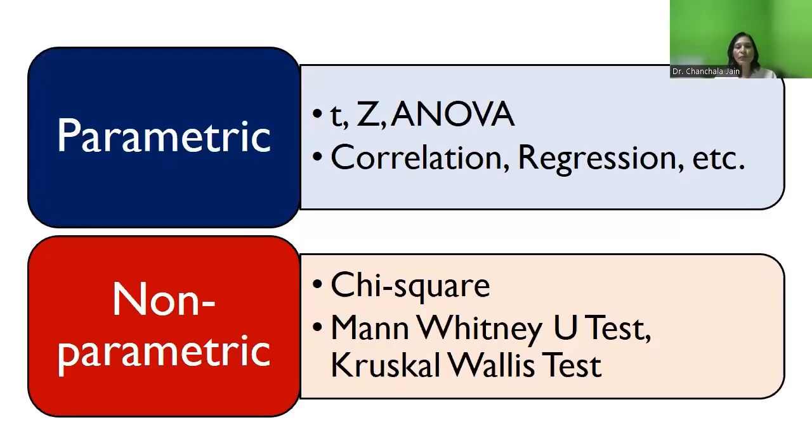Firstly, we need to understand that there are two families or categories of statistical tests: the parametric test and the non-parametric test. Parametric tests are based on parameters and are concerned with the normal distribution of data. Under this category we can keep t-test, z-test, ANOVA, correlation, regression, etc. Non-parametric tests do not bother about the normal distribution of the data, and they are not based on the parameters of the population. Generally, in this category, we can keep the chi-square test, Mann-Whitney U test, Kruskal-Wallis test, Spearman rank correlation, etc.